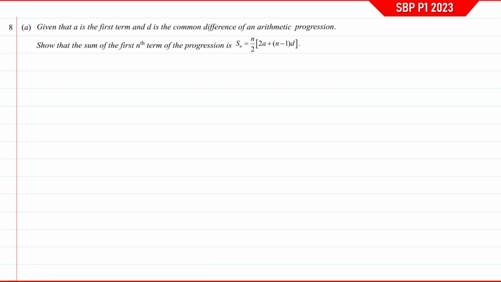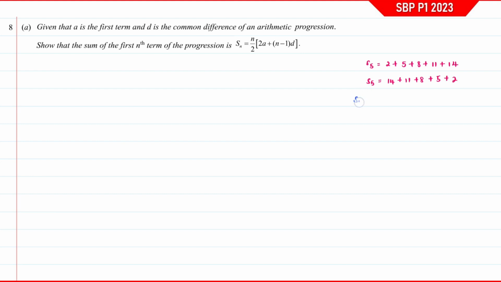Question 8A. Given that a is the first term and d is the common difference of an arithmetic progression, show that the sum of the first n terms of the progression is Sn equal to n over 2 bracket 2a plus (n minus 1)d. Let's say there is an arithmetic progression with 5 terms starting from number 2 to 14. So the sum of these 5 terms will be 2 plus 5 plus 8 plus 11 plus 14. Now, if I duplicate this sum of 5 terms but arrange it in reverse order, it will be 14 plus 11 plus 8 plus 5 plus 2.